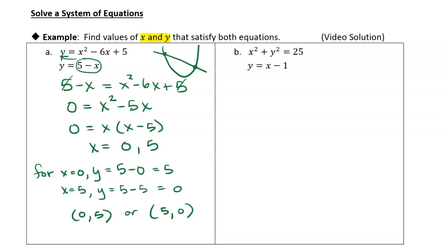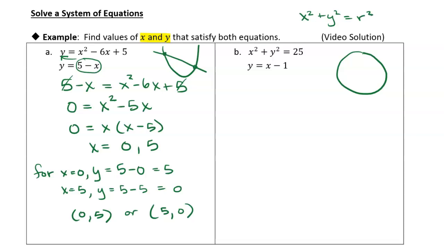All right, let's look at the next one. The next one, you may recognize this as the equation for a circle centered at 0, right? So this is the equation for a circle of radius 5, because the general form of a circle centered at the origin is x squared plus y squared equals r squared.